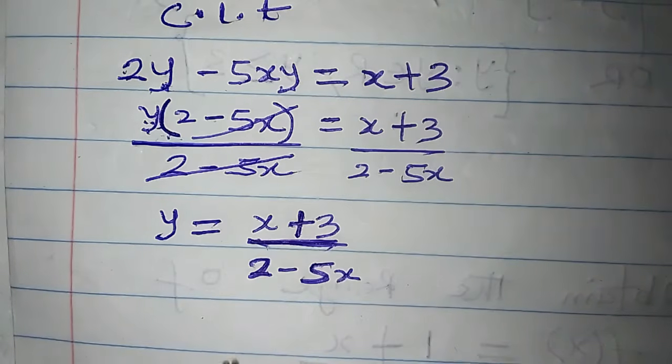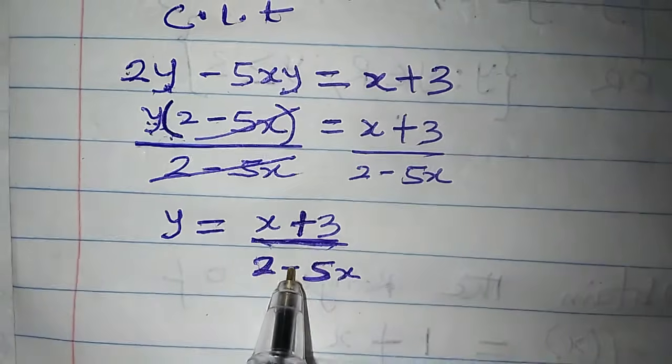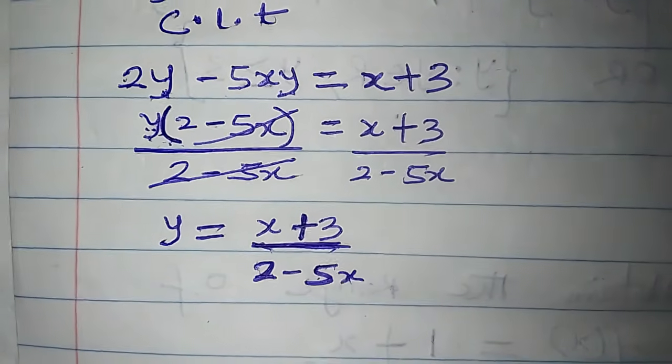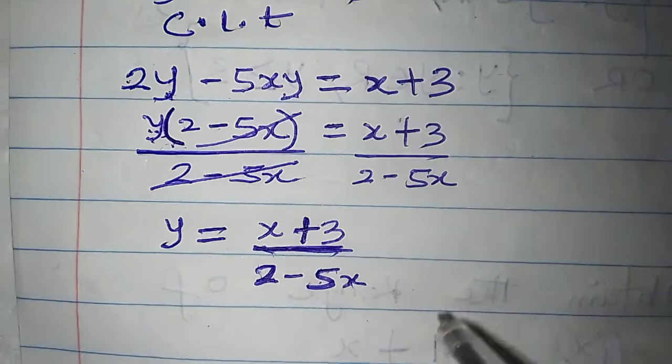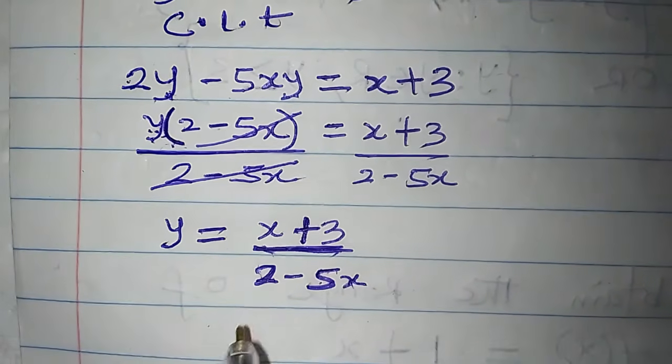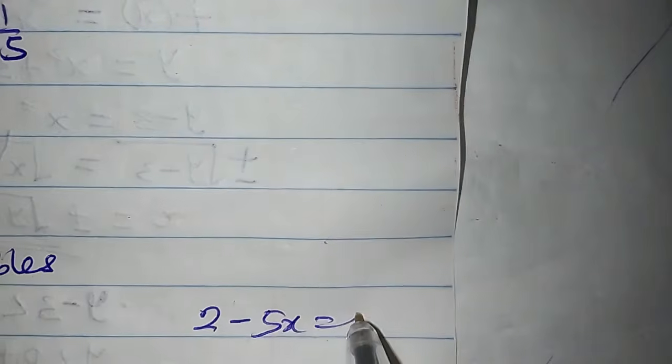Okay, this function will be undefined when this denominator is equal to 0. So to get the value that will make it undefined, we'll just simply set 2 minus 5x to 0. Okay, we want to make a restriction now. Let's set 2 minus 5x to 0.